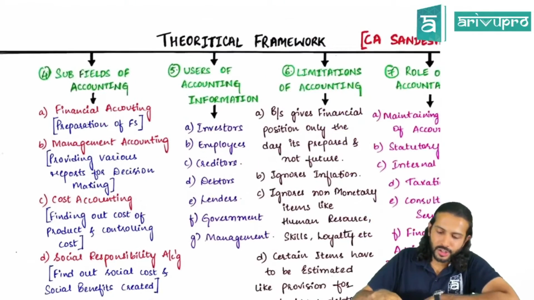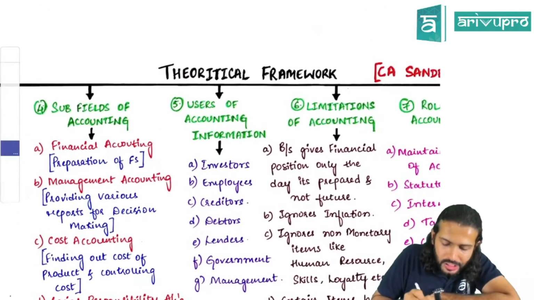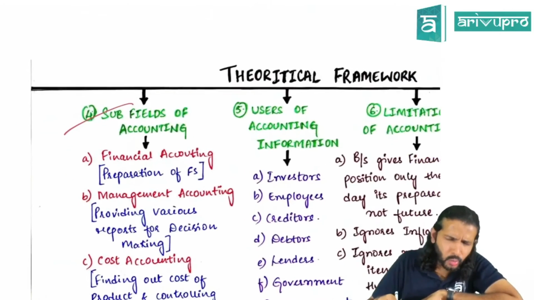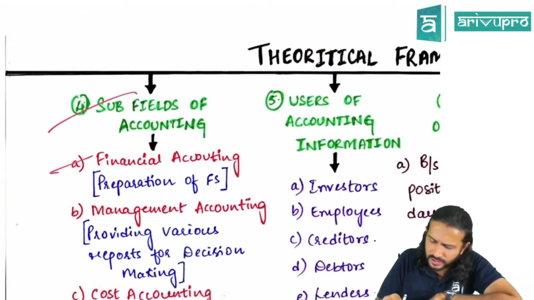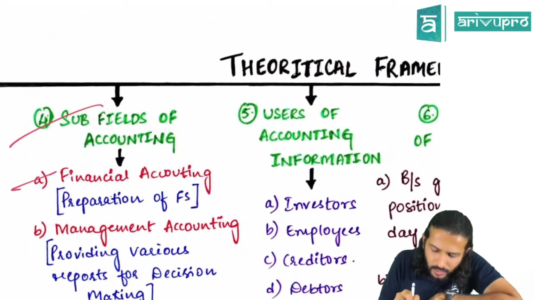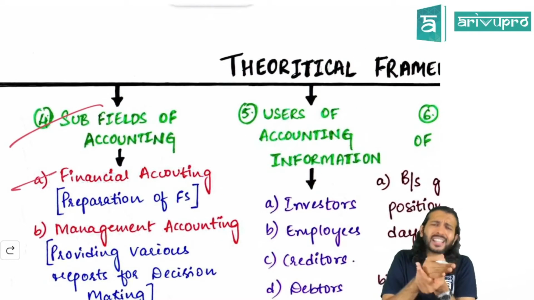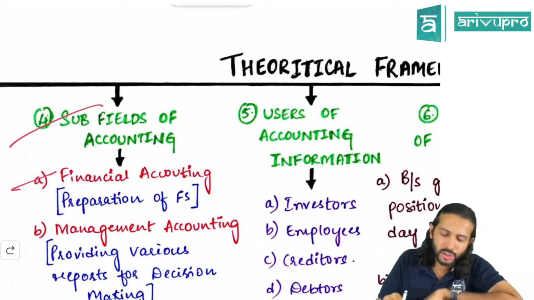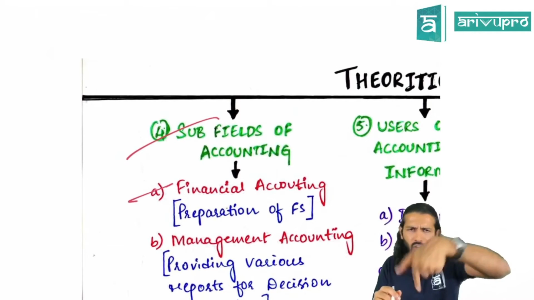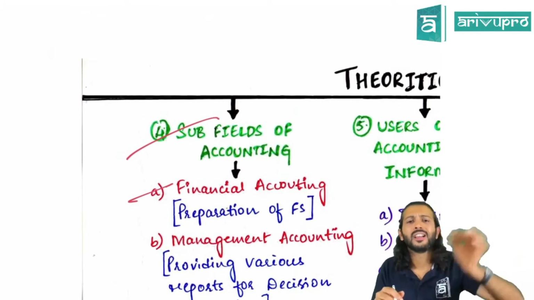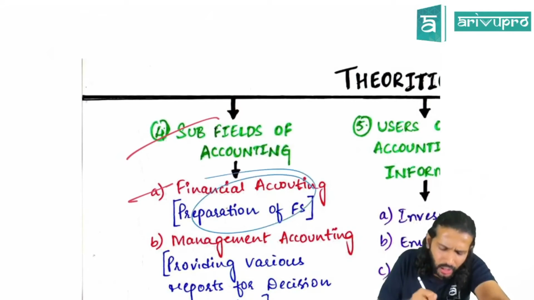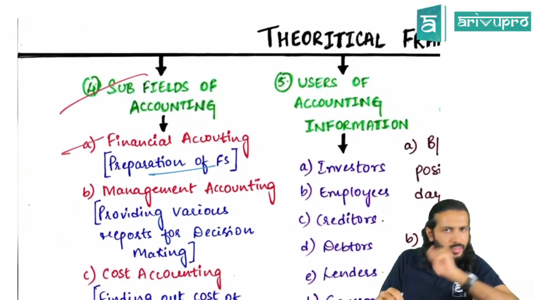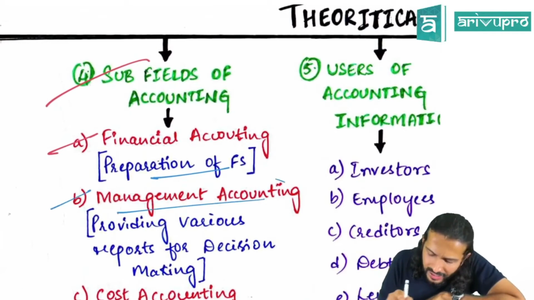Okay, awesome. Next, subfields of accounting. Just now we discussed the subfields of accounting, correct? So there are various subfields of accounting. Let's understand that a little bit. First is financial accounting. Financial accounting is that branch of accounting which deals with preparation of FS. FS means financial statements, like balance sheet, P&L and all, which we just discussed. So financial accounting deals with preparing those financial statements. Second is management accounting.